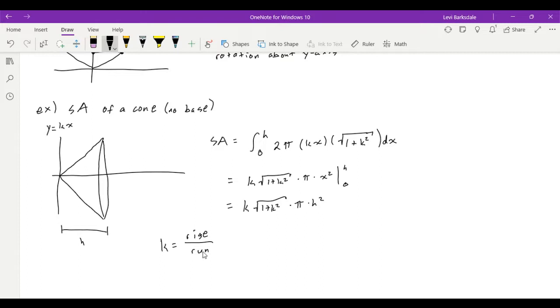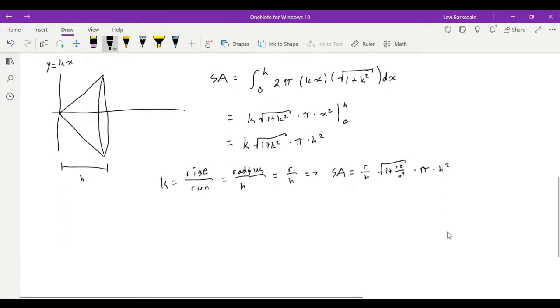Our k is equal to rise over run. In this case, our run is equal to h, and our rise is equal to the radius. So k is equal to r over h, which implies, if we replace all the k's in this equation, we get that our surface area is equal to r over h root 1 plus r squared over h squared times pi times h squared.